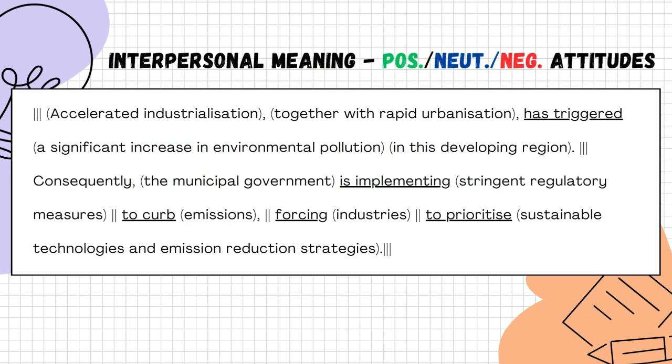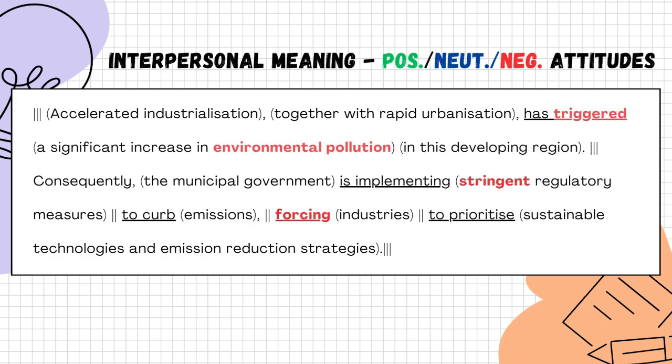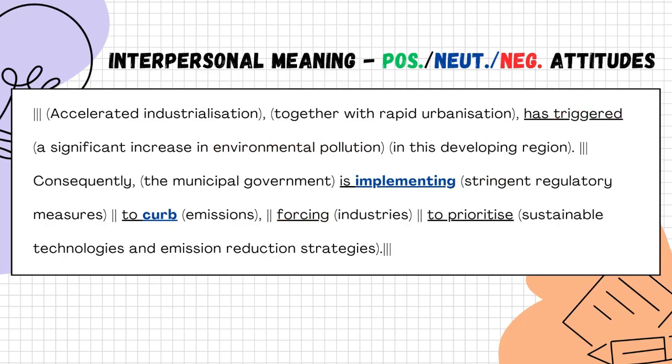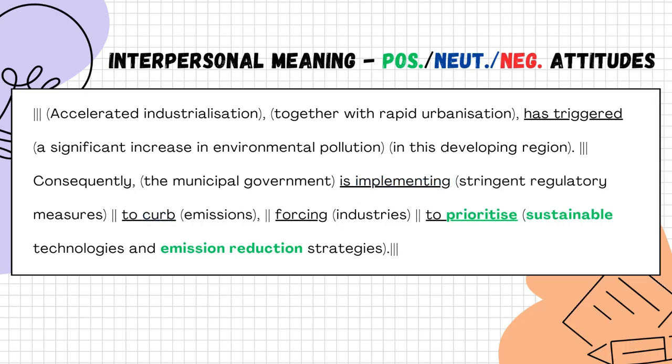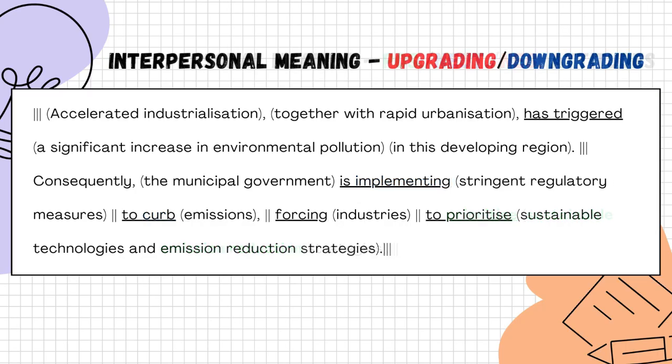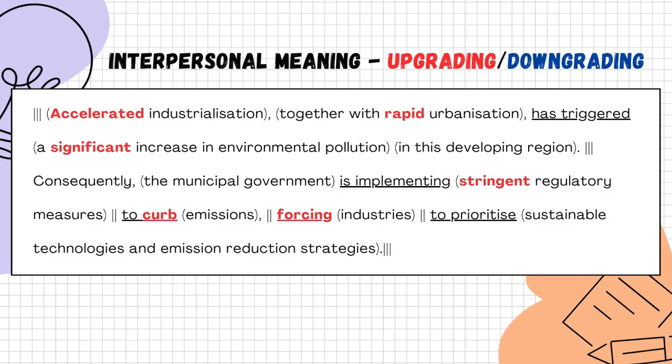Finally, we have our interpersonal meaning lens. Let's put that one on now. The author chose words that indicate a negative attitude towards environmental pollution. The processes describing the government's actions are fairly neutral, while the author finished the paragraph with word choices that carry a positive connotation in the context. The use of upgrading gives a sense that the situation is urgent, serious, and barely within control.